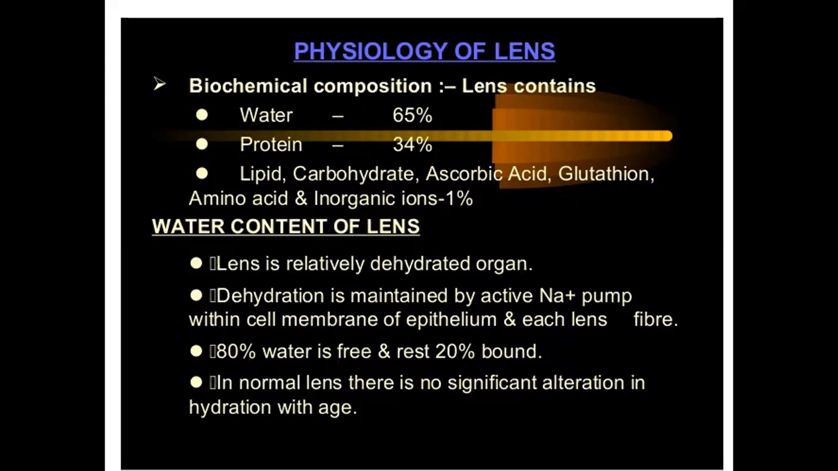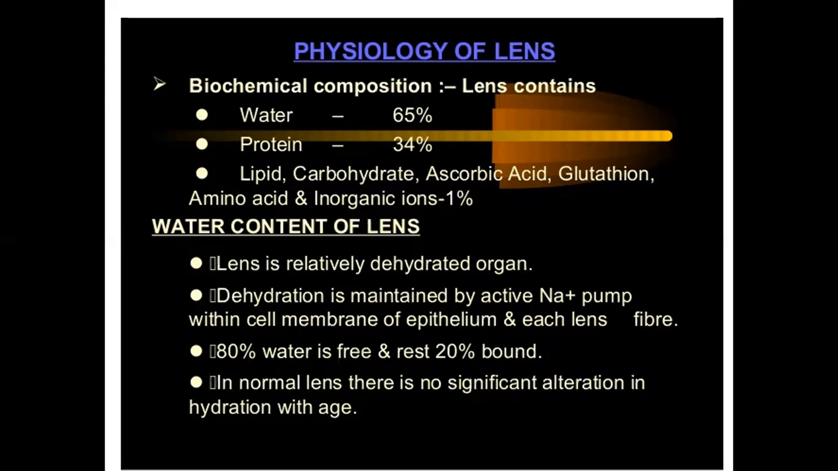Water content of the lens. Lens is a relatively dehydrated organ. Dehydration is maintained by the active sodium pump mechanism within the cell membrane of the epithelium and each lens fiber. 80% water is free and the rest 20% is bound water. In a normal lens, there is no significant alteration in hydration with age.